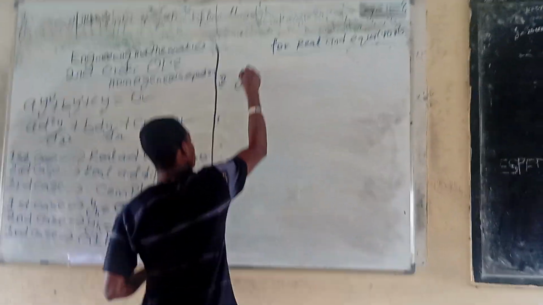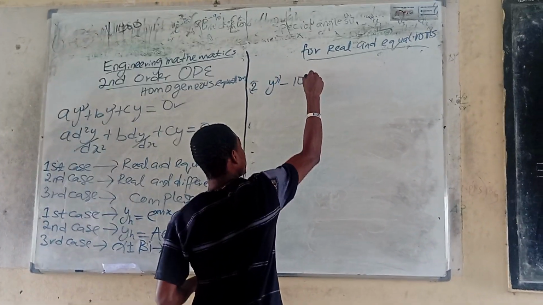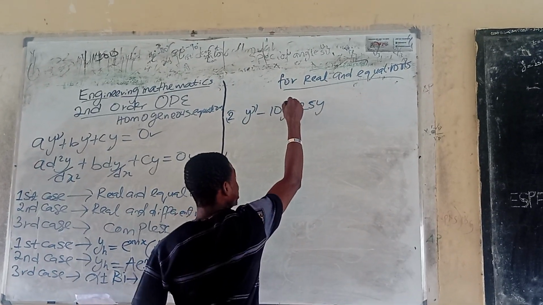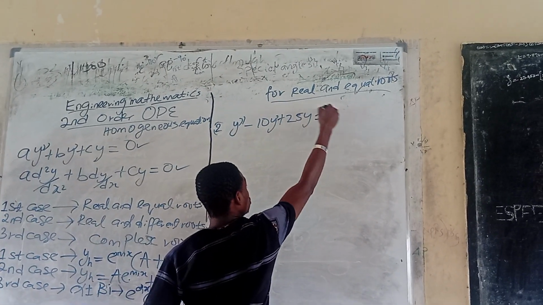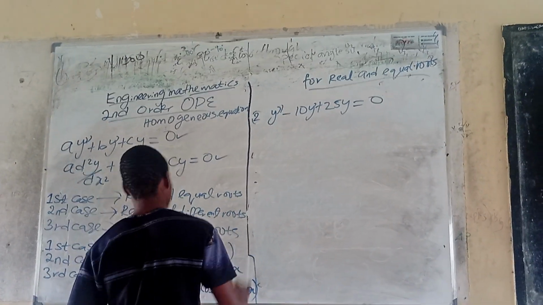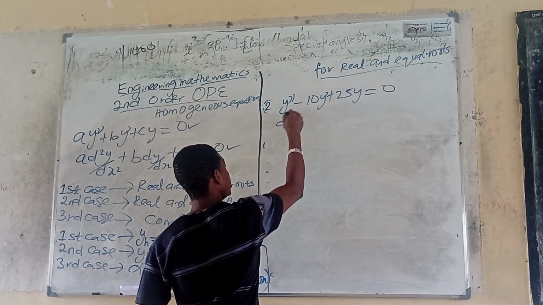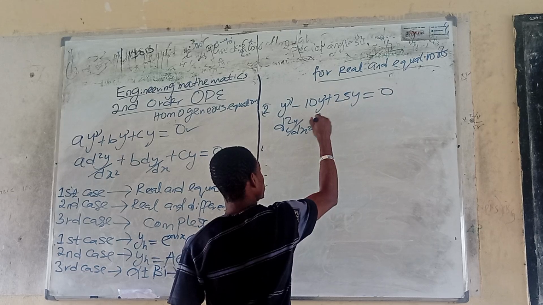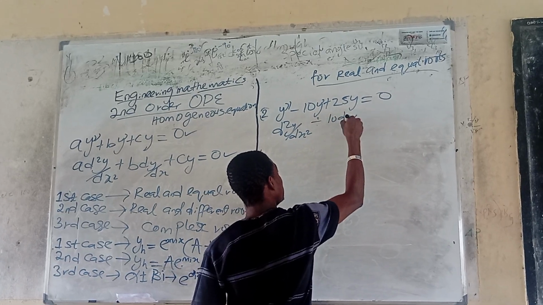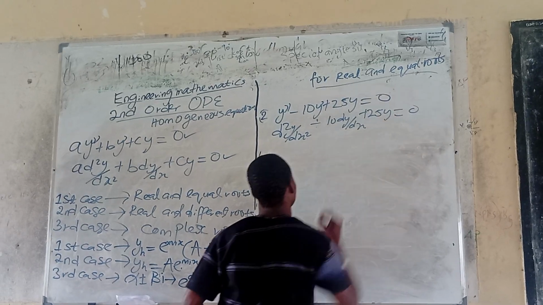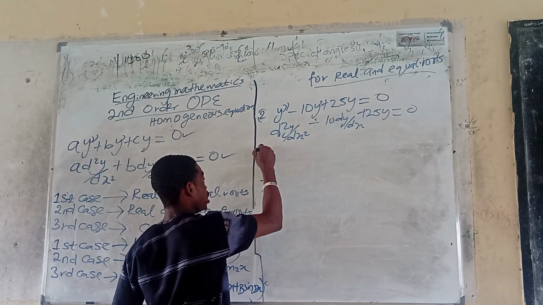Question 2: y prime prime minus 10y prime plus 25y equals 0. So what's the first step? Change it to d2y over dx squared minus 10 dy over dx plus 25y equals 0.